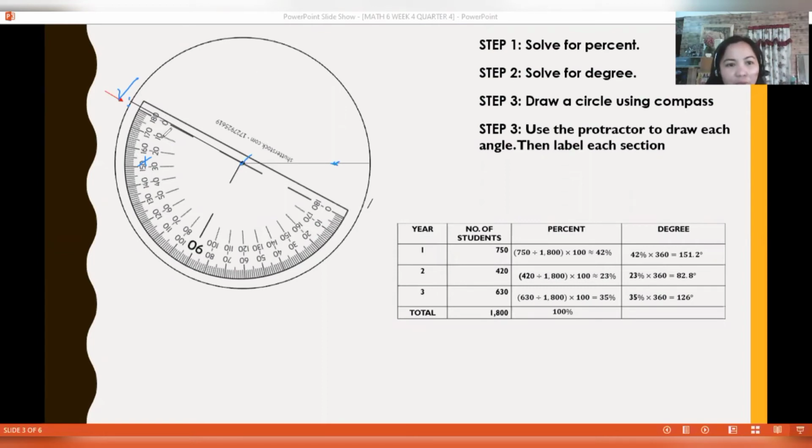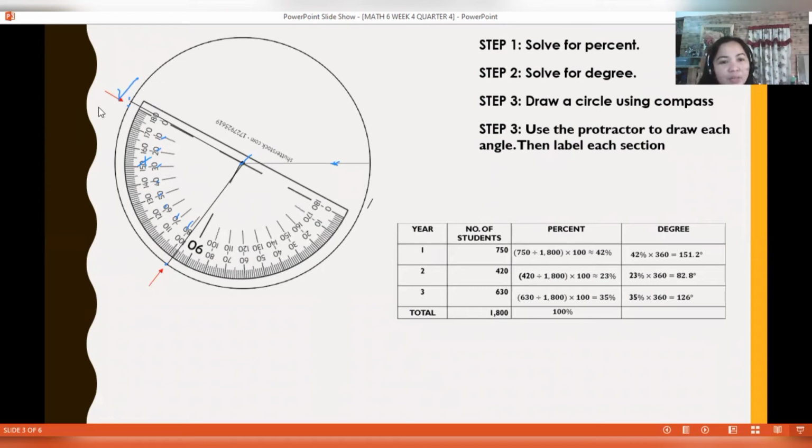We have 0, 10, 20, 30, 40, 50, 60, 70, 80. Ito yung 80, so lalampas ng dalawang guhit. So nasaan ang 82 natin, 82.8? Almost three lines. Ayun, so lagyan nyo ng marks dito. Tapos, i-connect nyo ng line. Ayun, ang ating 82.8 degrees.